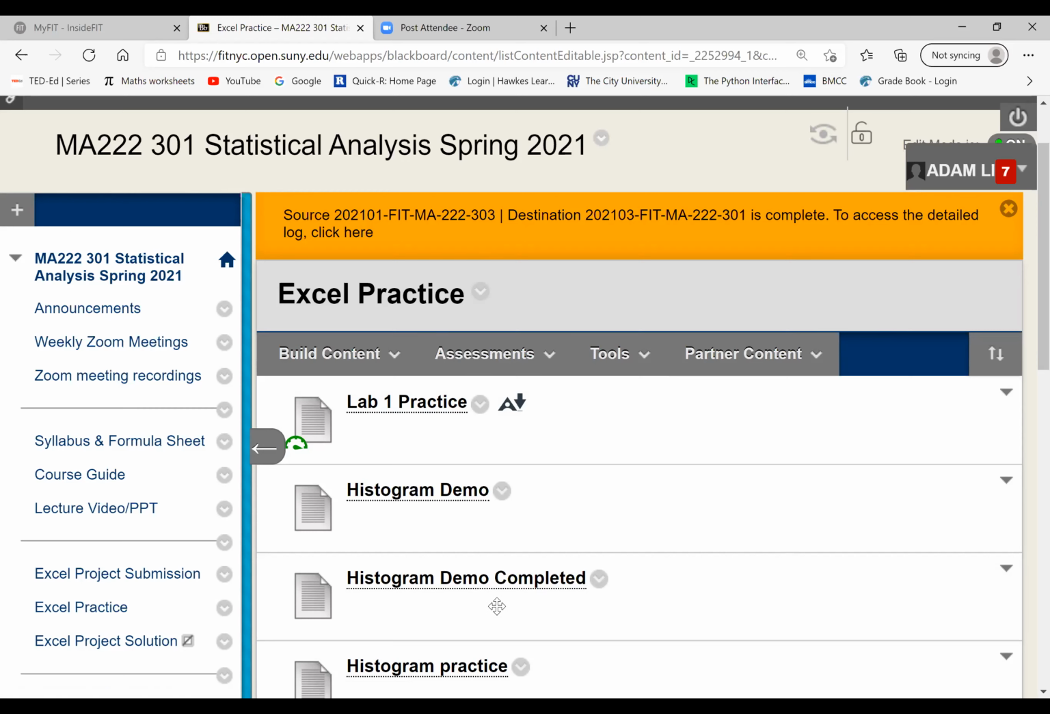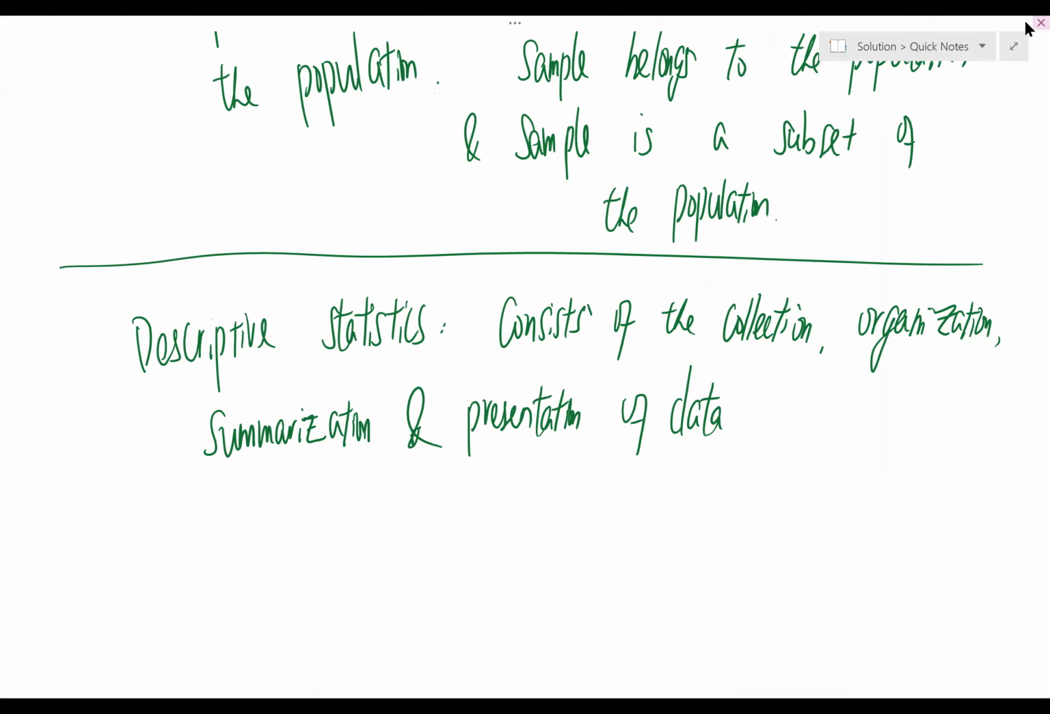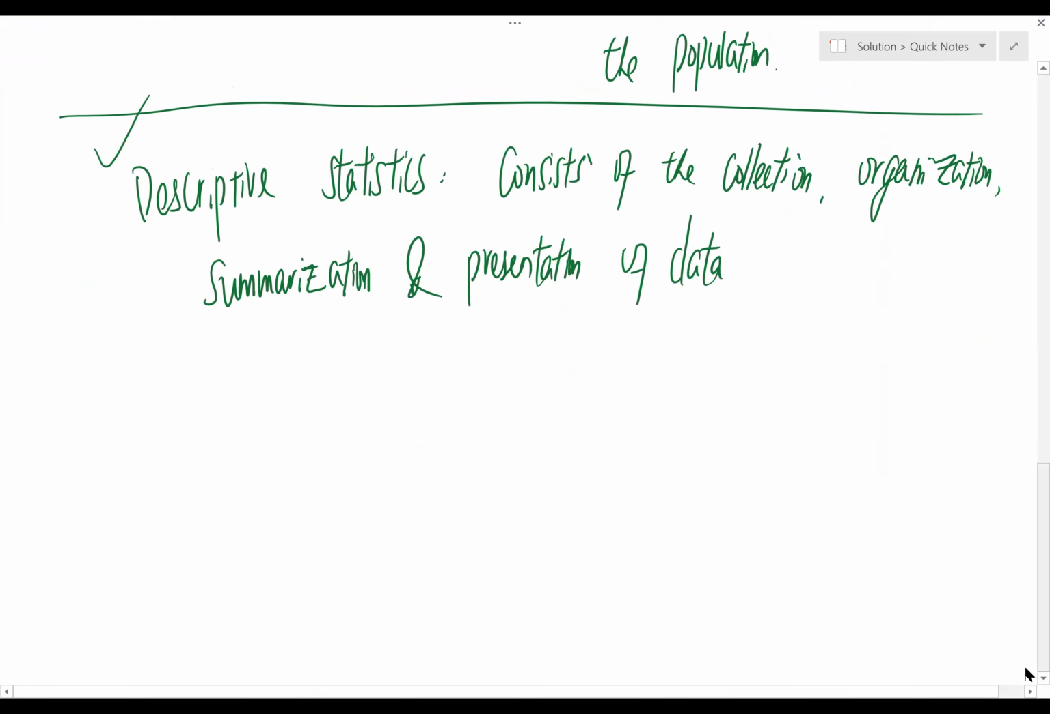Okay, so let's go back to the summary part and make a pretty brief summary. So collecting data, organizing data, summarizing data, and presenting data. And that's what we are doing in descriptive statistics. And in inferential statistics, from chapters 7, 8, and 10, we'll focus on inferential statistics.